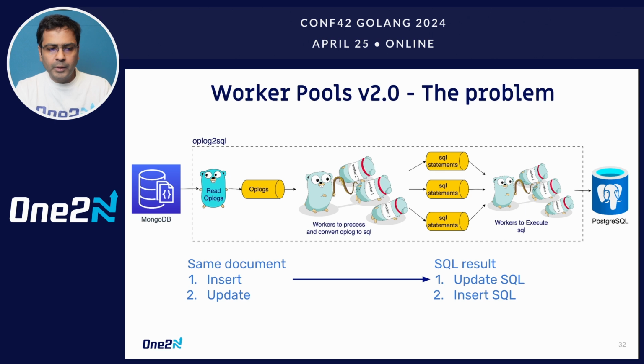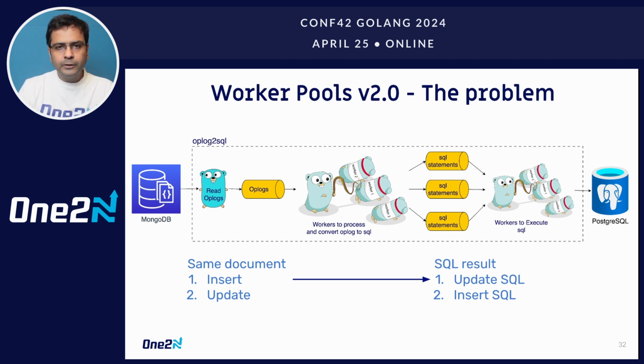So think about our pipeline. We read the oplogs, we put them in a channel. There is a bunch of Go routine workers which process these oplogs. So imagine we have a single document which is being inserted and immediately after is being updated. So there are two sequential oplog entries, one for insert and one for update of the same document. What could happen with this setup is that the SQL statement for insert would be generated and a similar SQL statement for update would be generated. But we can't guarantee the ordering of these results.